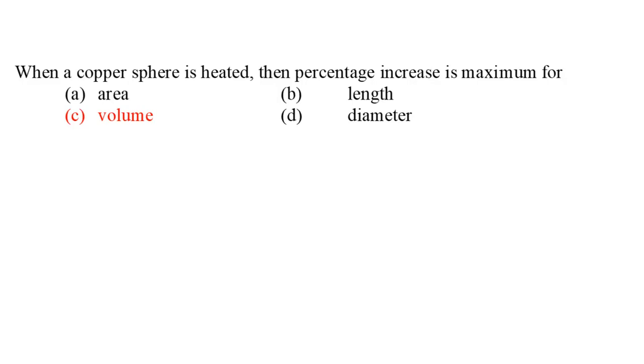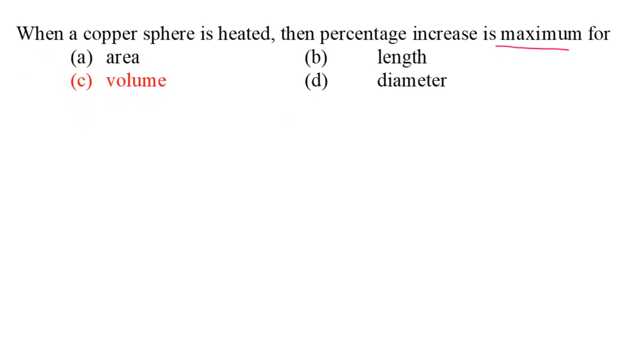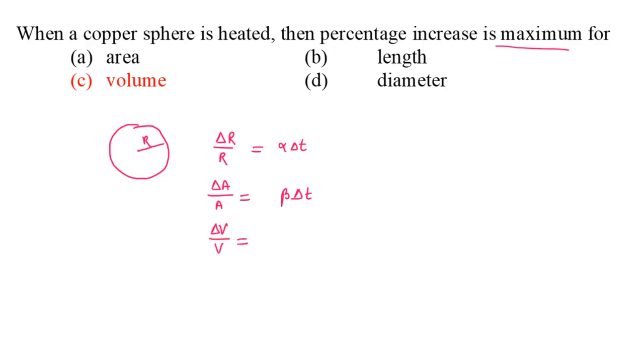A copper sphere is heated. Is the percentage increase maximum for area, length, diameter or volume? Suppose this is a copper sphere whose radius is r. Delta r by r can be written as alpha delta T. Delta A by A can be written as beta delta T. Delta V by V, the fractional change in volume, can be written as gamma delta T.